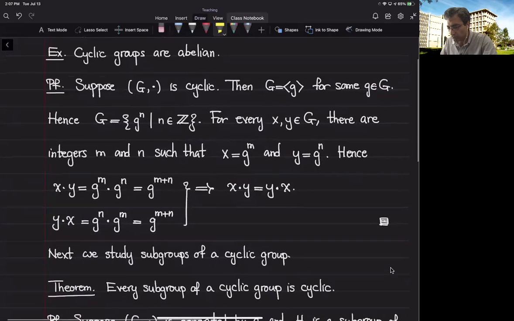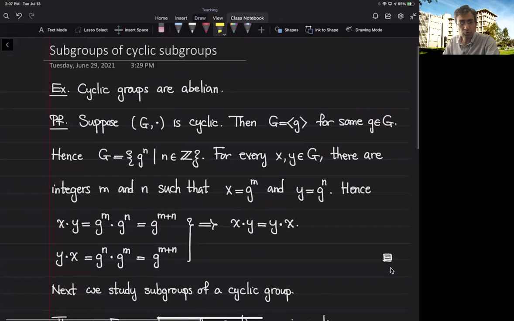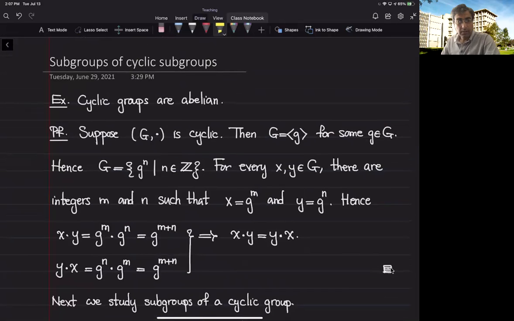Now, let's see some properties of cyclic groups and some examples and so on. Knowing that a group is generated by a single element, we can deduce that it is abelian. So cyclic groups are abelian. So let's see why this is the case.